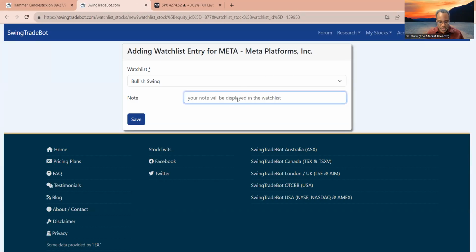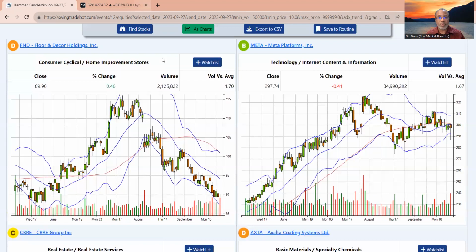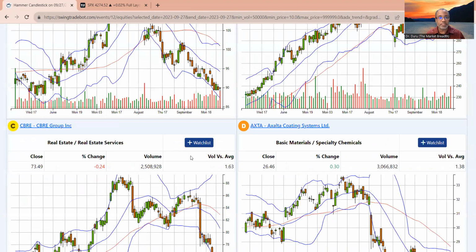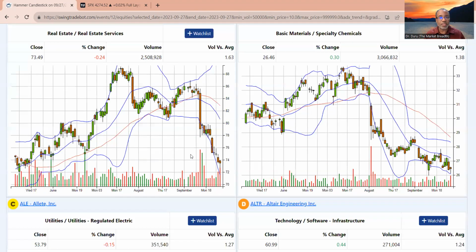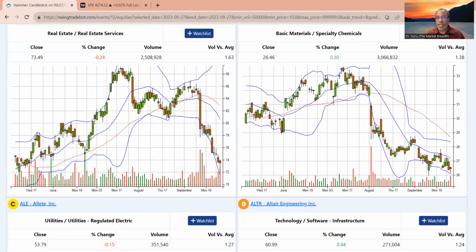I'll add it to the bullish swing. I'll make a note that this was a hammer. And save, and now it's in my bullish swing watch list. So let's keep going down the list here. CBRE is a real estate. I'm leaving those alone. Real estate and financials.